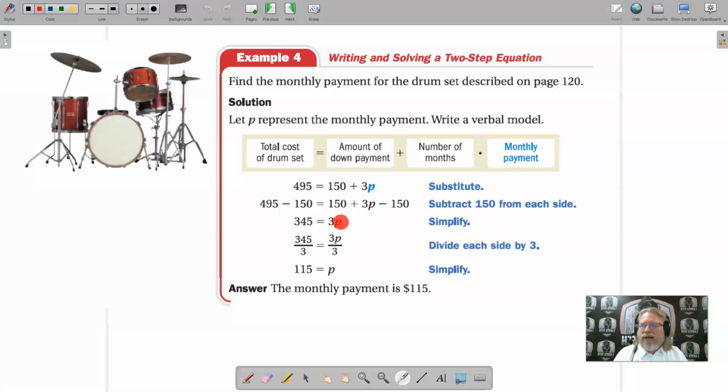Now the 3 is tied to the P through multiplication, so we're going to use division. And we're going to divide by the very number we wish to get rid of, which is 3, right? And what we do to one side, we are going to do to the other side as well. So we're dividing both sides by 3. The 3's are going to cancel each other, leaving us with just P. And 345 divided by 3 is 115. So our monthly payment is $115.